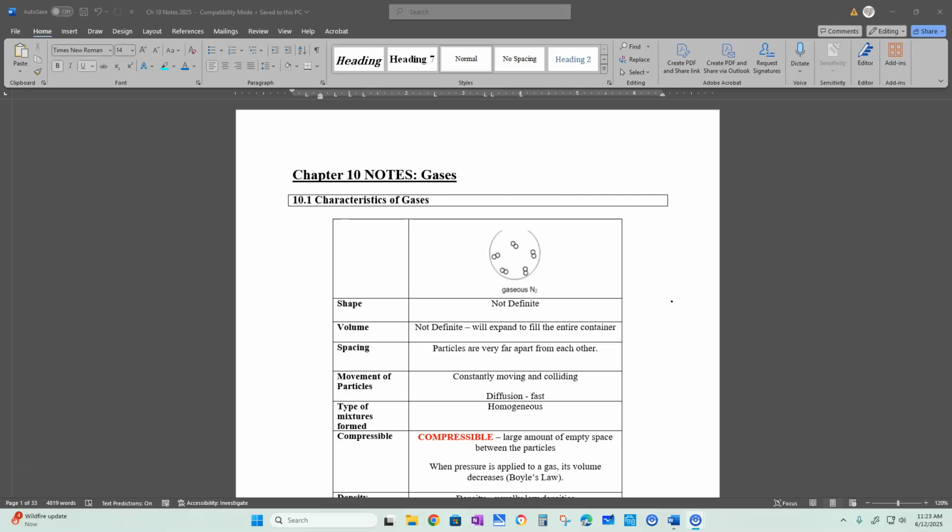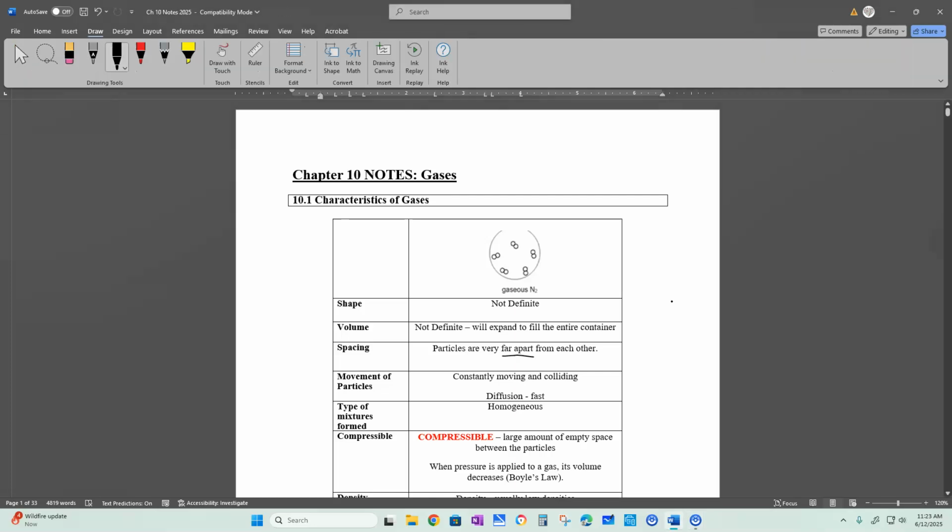The spacing is very, very far apart. Gases are not interacting with other gases. They're basically colliding off of each other, and they're constantly moving. Now, you can make particles move faster or slower, but they are constantly moving. Diffusion, we're going to get to when we get to about, I believe, 10.8. Very fast diffusion. And all homogeneous. So whether you put O2 or some CO2, when they come in, gases are always homogeneous.